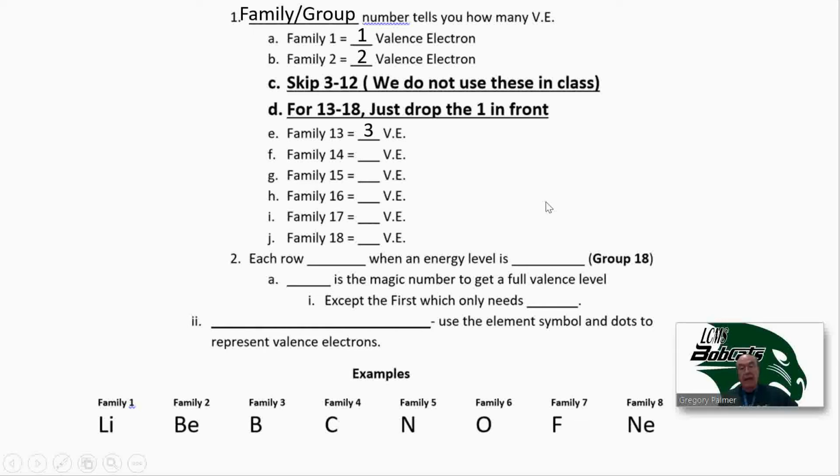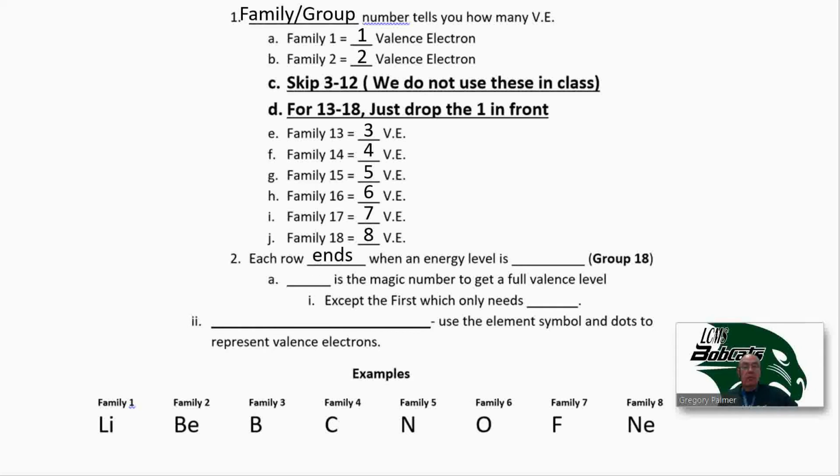So family 3 has 3 valence electrons. Family 4 or 14 has 4. Family 15 or 5 has 5. Family 16 or 6 has 6. Family 7 has 7. Family 8 or 18 has 8.